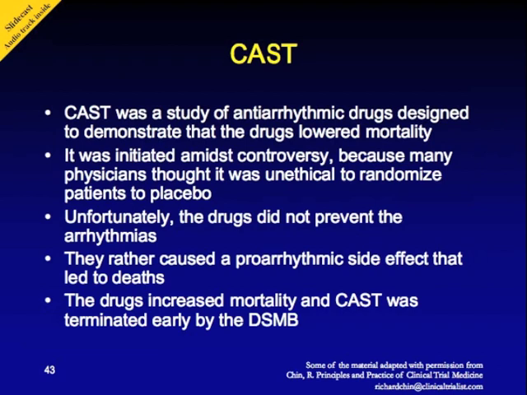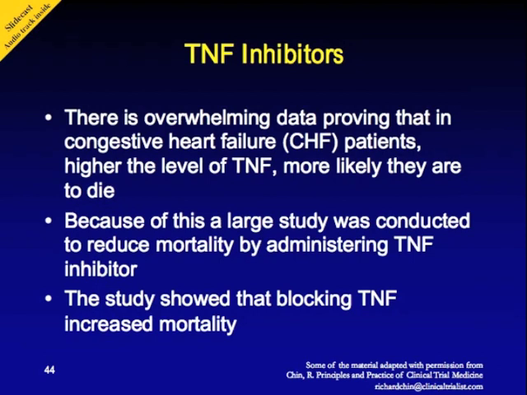Another example, not as dramatic, but also illustrative, was a study that was done with TNF inhibitors, where there's very good data suggesting that when you look at CHF patients and measure their TNF levels, the patients with the highest TNF levels are at the highest risk of dying. So a study was conducted to give these patients TNF blockers, TNF inhibitors, and much to everyone's surprise, these drugs increased mortality.